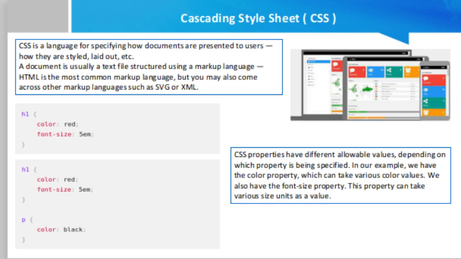Friends, CSS is a language for specifying how documents are presented to users, how they are styled and laid out. A document is usually a text file structured using a markup language. HTML is the most common markup language, but you may also come across other markup languages such as SVG or XML.